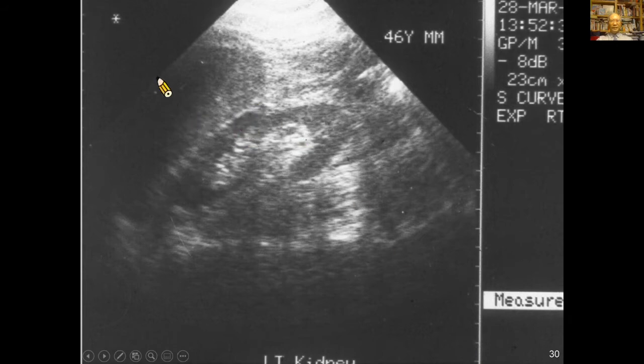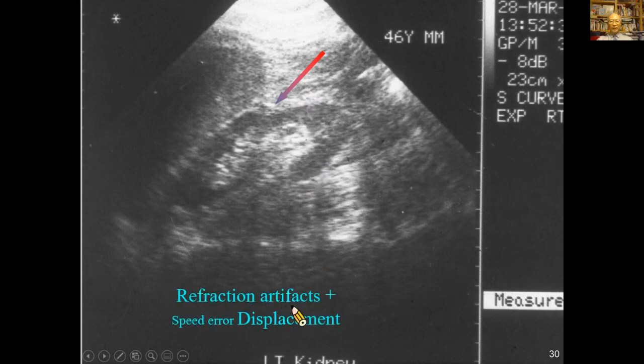And here there's a spleen, and that's the left kidney, but why is the left kidney crooked like this? Because of refraction from the different velocity. The spleen is faster, fat is slower, so the lower part of the kidney is depressed distally. So it's a kind of refraction artifact plus speed error displacement.